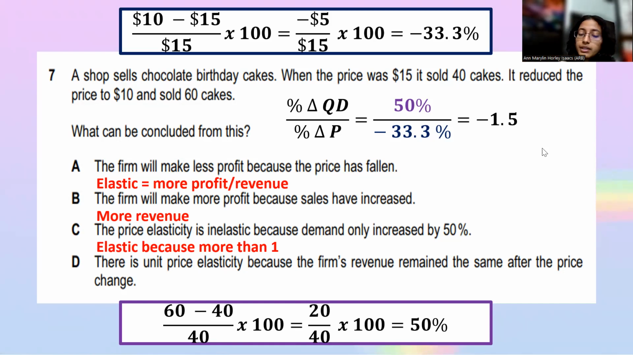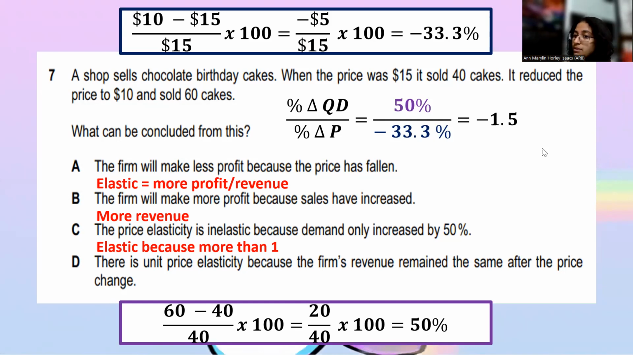Now, this is where I find the question a bit funny because 1.5 tells me that the product is elastic. And I got this from calculations, right? But when you do calculate the revenue, the way to calculate revenue would be price times quantity, just a simple calculation. So if you see in the first situation, at $15, we sold 40 cakes. Second situation, at $10, we sold 60 cakes. So how much revenue, how much money came into the firm?